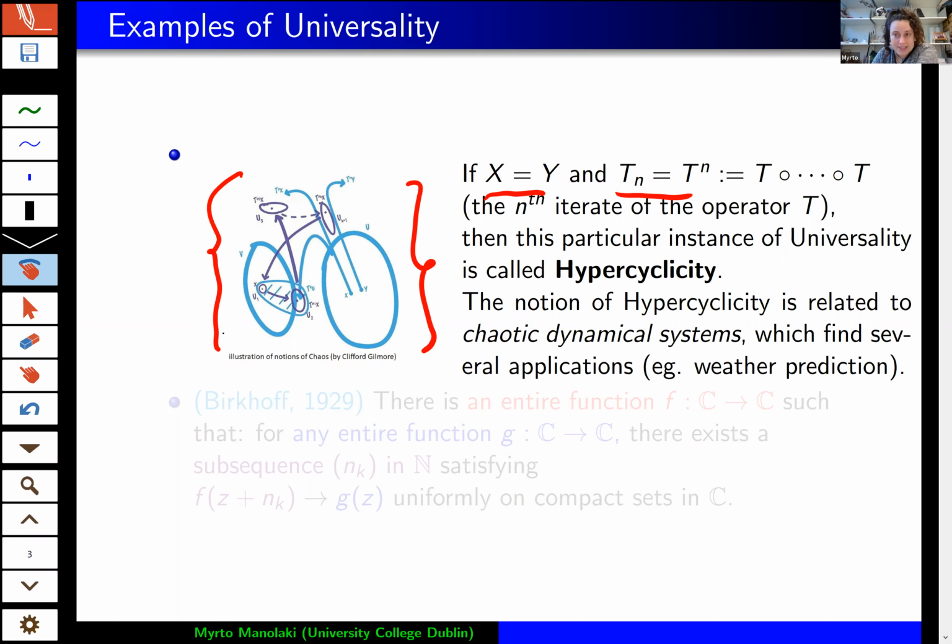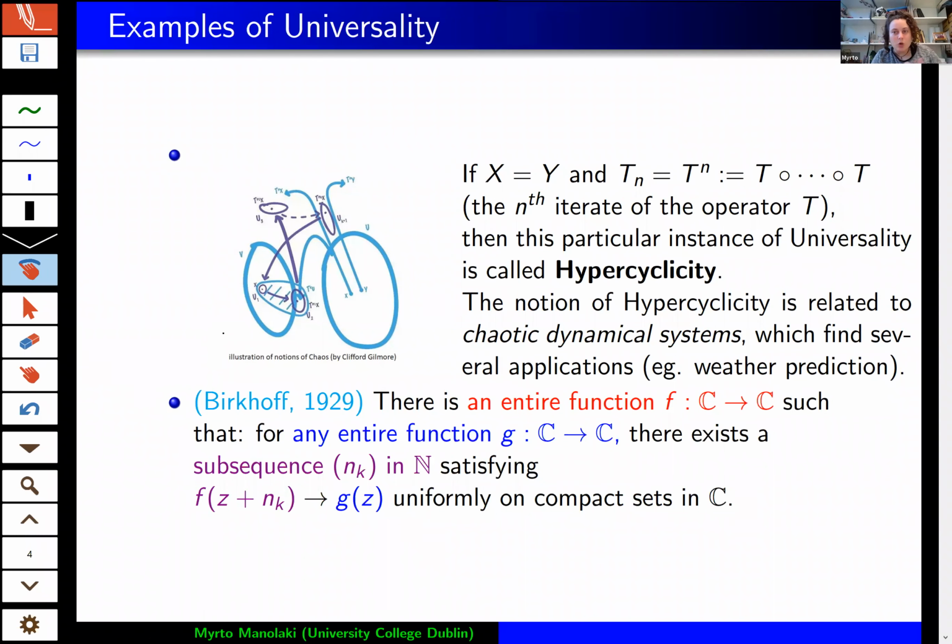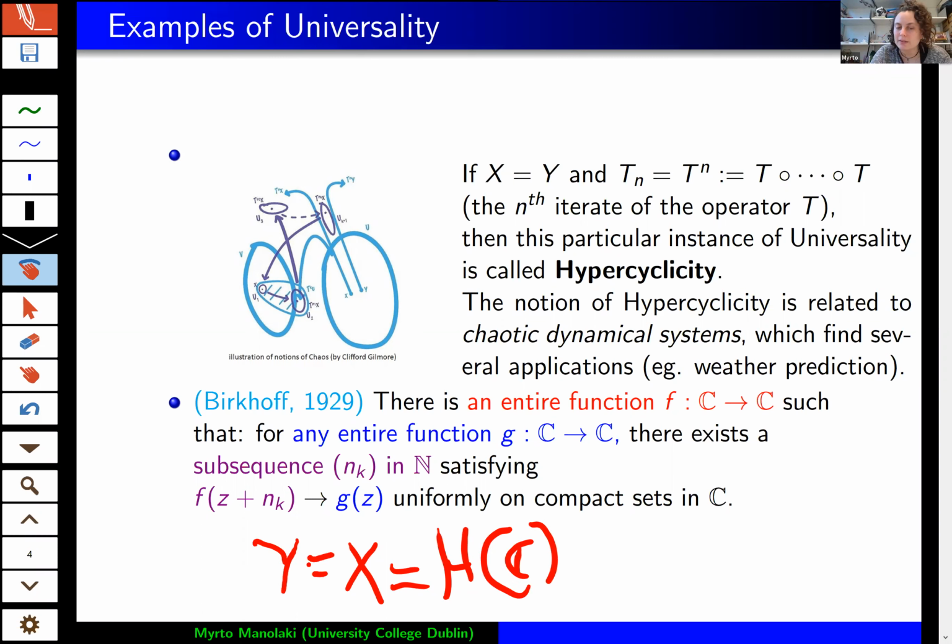I would like to give you some more examples of universality. I will go back now to a very classical example, due to Birkhoff. It's almost 90 years old. Here, my space X will be the space of entire functions in the complex plane, and my space Y is going to be the same space. What will be my Tn operator? My Tn operator will map an entire function to its shift, f plus n. So you shift by n.